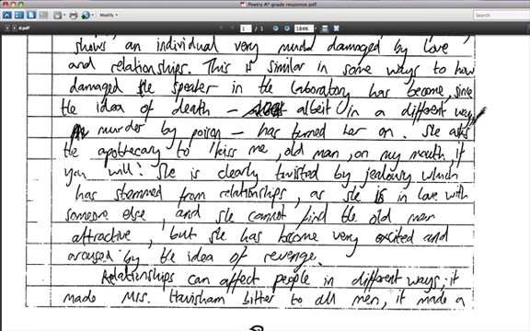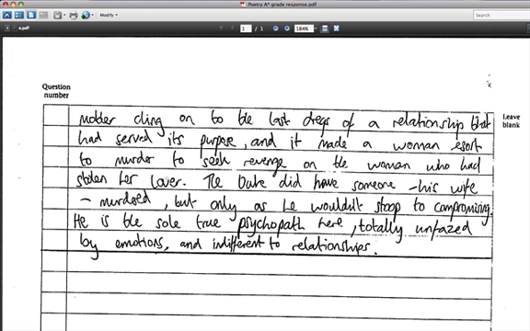It made Miss Havisham bitter to all men. It made a mother cling to the last dregs of a relationship that had served its purpose, and made a woman resort to murder to seek revenge on the woman who had stolen her lover. The Duke did have someone, his wife, murdered, but only as he wouldn't stoop to compromising. He's the sole true psychopath here, totally unfazed by emotions and indifferent to relationships.